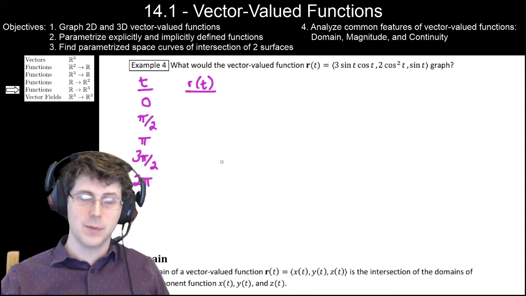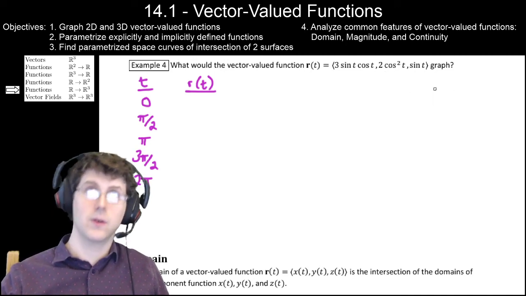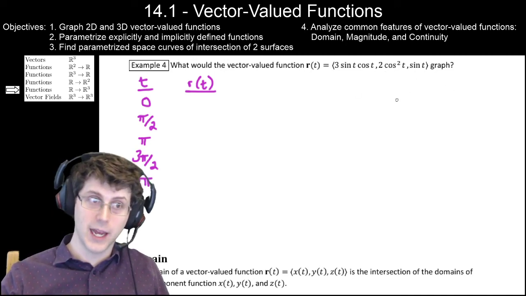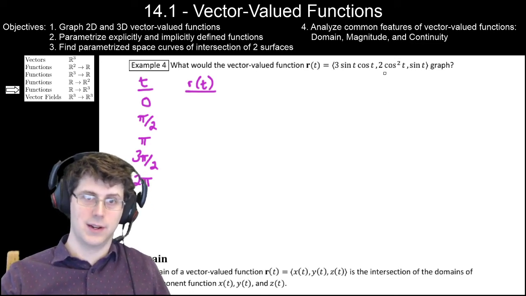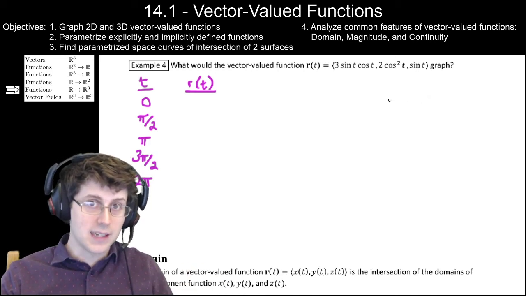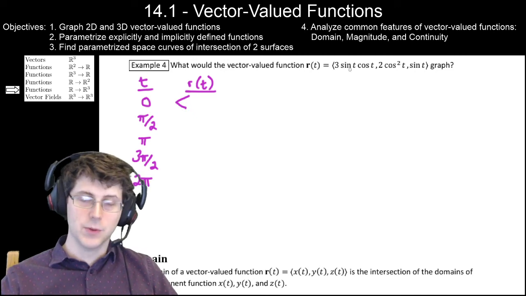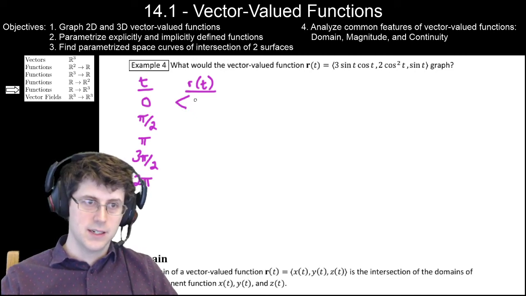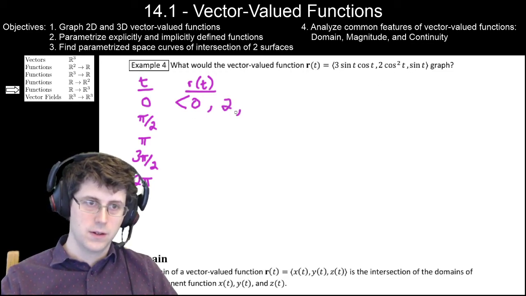Possibly, once I see a pattern, maybe I'll be able to go back and do something algebraic to notice, oh, these are all related in some way. But whenever you're stuck with a vector-valued function and you're just like, I don't know what this is, what do I do? You can just fall back to plugging in values of t. So I'm going to plug in t equals 0. I get 0, 2 cosine squared of 0, and sine of 0.